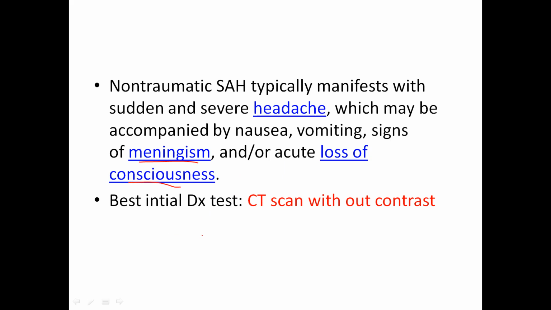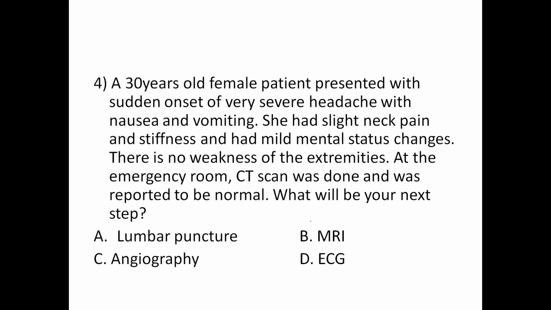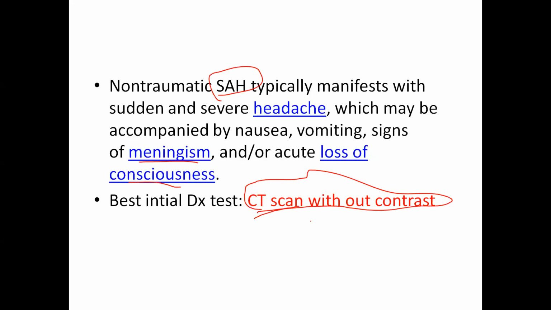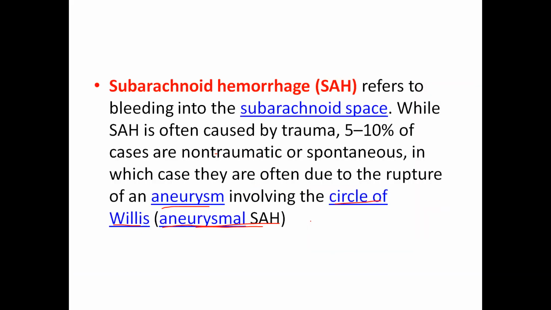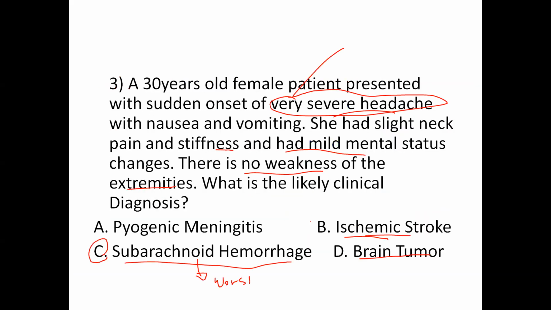You should read that. The best initial test for a patient with subarachnoid hemorrhage is brain CT scan. Whenever you find or suspect a patient with subarachnoid hemorrhage, the best initial test is to send the patient for CT scan to look for blood. So the answer is subarachnoid hemorrhage.